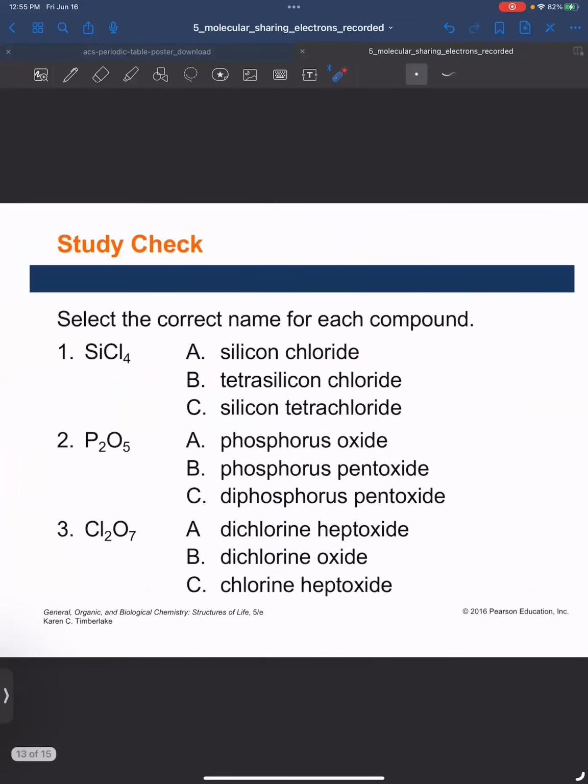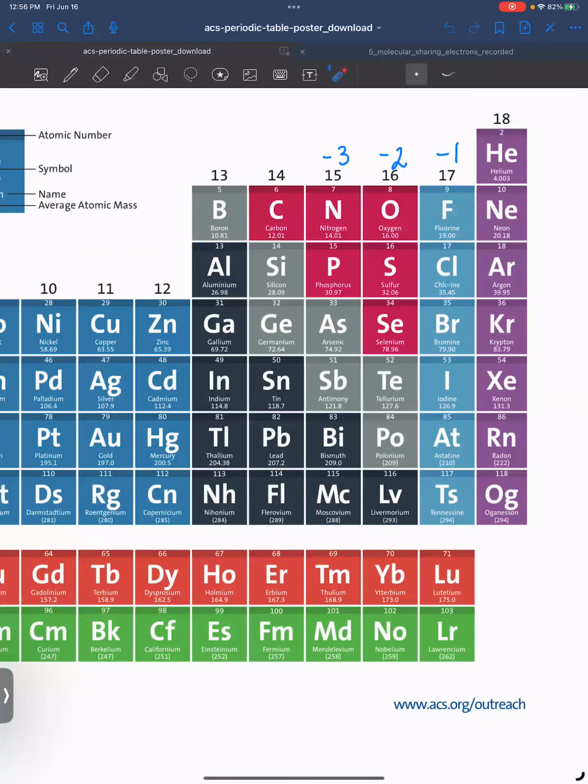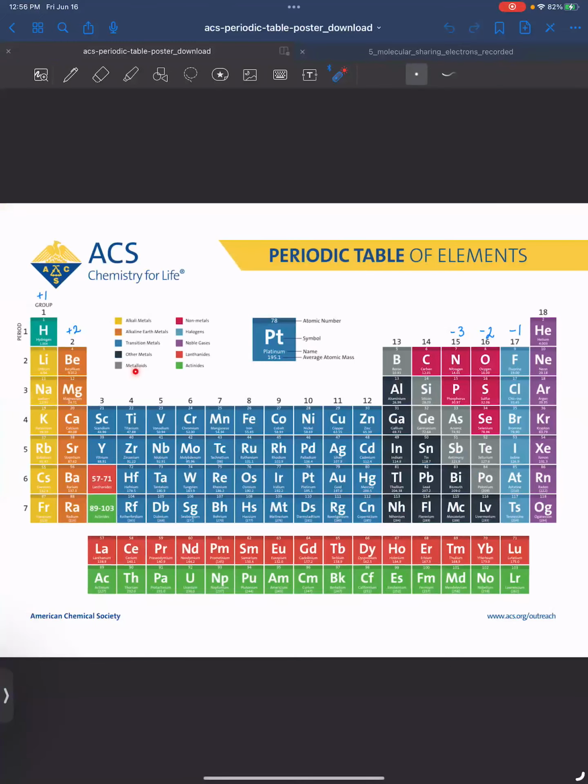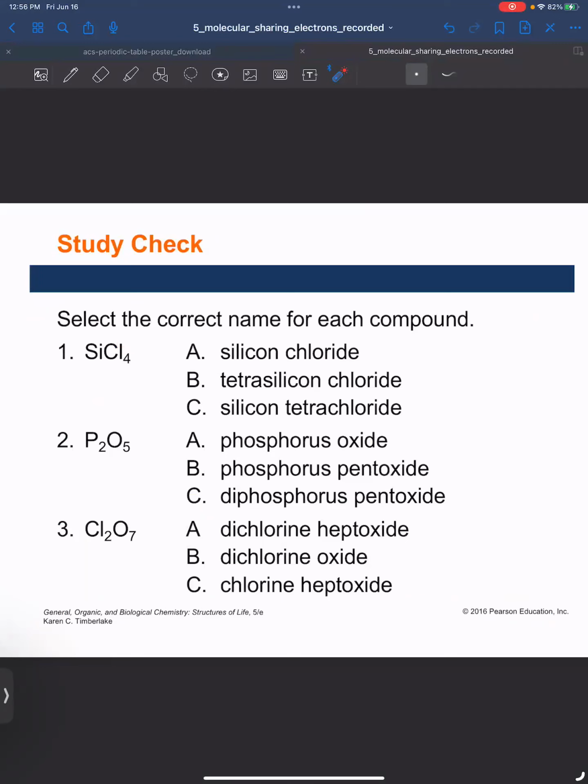All right, go ahead and pause the video, try to do the study check on your own, and then check your work with me when you're done. All right, so I see here silicon. This one is technically a metalloid in the middle there, but we're going to treat it almost like a non-metal there. And then we have chlorine, which is a nonmetal. So we will need to use prefixes here. So this will be covalent.